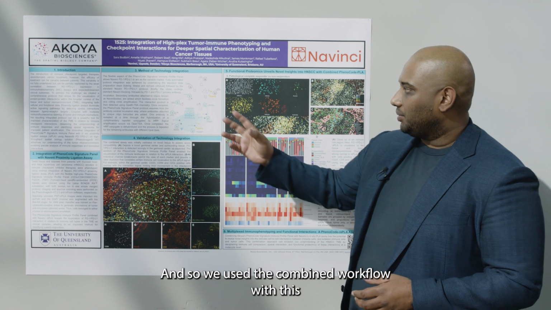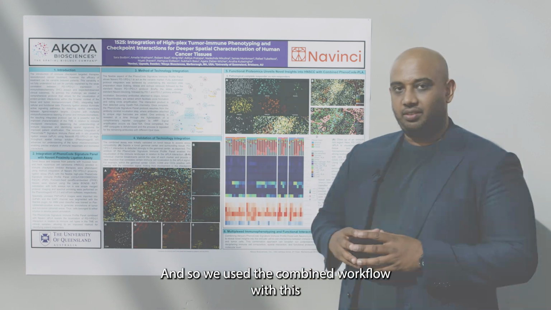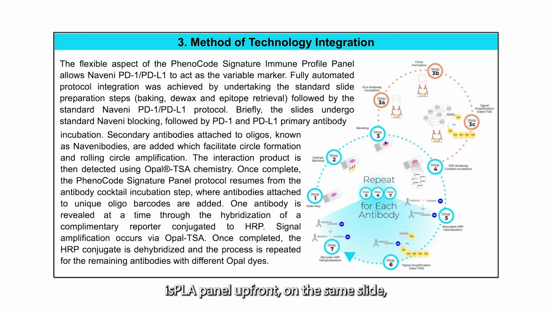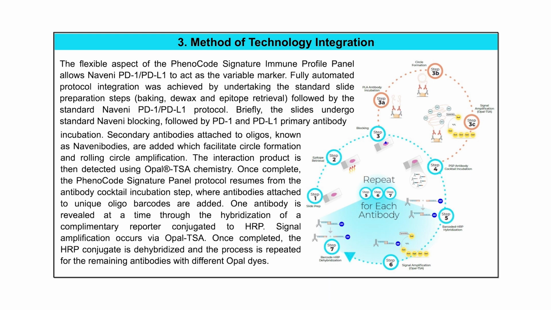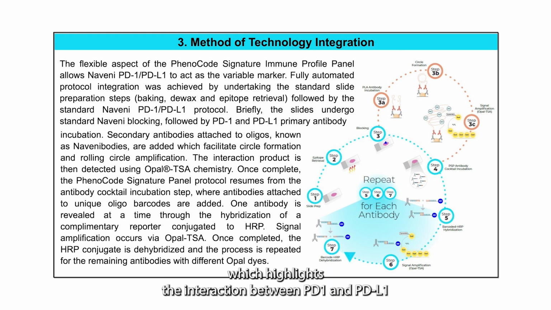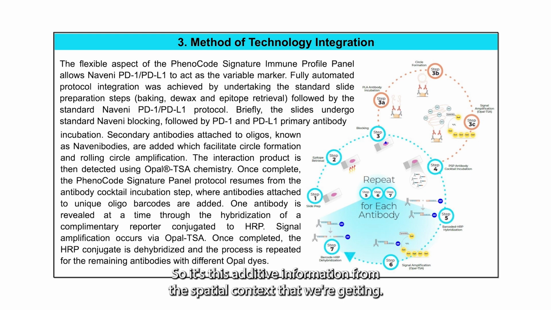And so we used a combined workflow with this ISPLA panel up front on the same slide, and we stained this. What we visualize is when you have these two cells next to each other, you've got a rolling circle amplification that lights up, which highlights the interaction between PD-1 and PD-L1, and you can actually visualize that. So it's this additive information from the spatial context that we're getting.